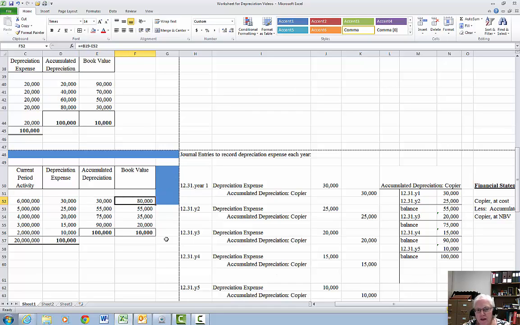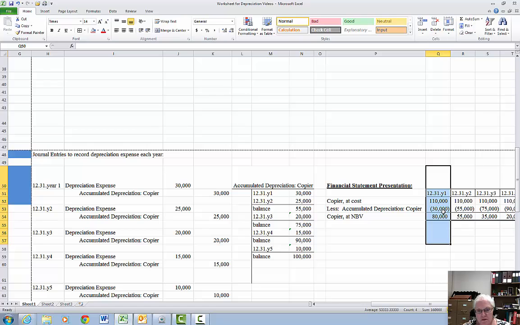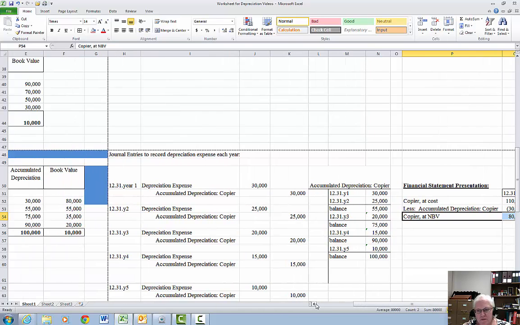So what we're going to do is take the 80,000, which is what's going to show up on our balance sheet at the end of year 1. On a classified balance sheet you've got current assets and maybe some investments. Then we've got our copier, and then property, plant, and equipment. The property, plant, and equipment is at 110, and the accumulated depreciation is 30. The net book value is 80. So we're going to put that in the property, plant, and equipment section of the classified balance sheet.